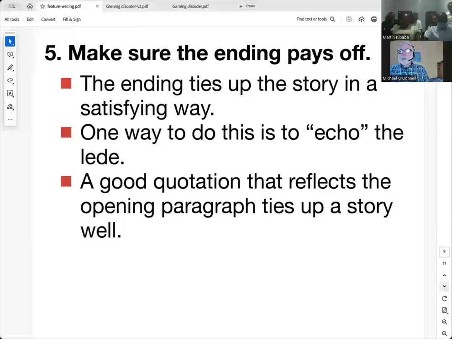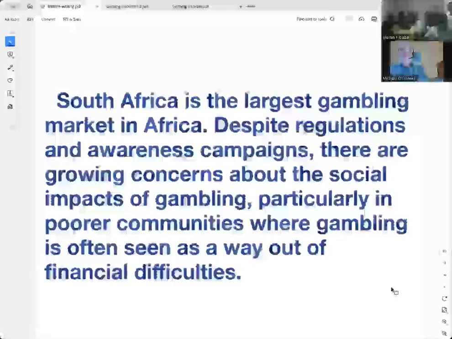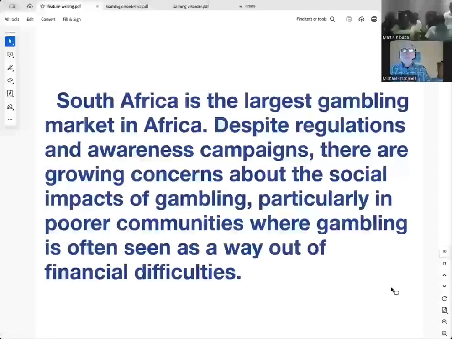Okay. So here's the last paragraph of the story before I edited it. South Africa is the largest gambling market in Africa, despite regulations, yada, yada, yada. And it just sort of says, this is so unimportant that it's at the end. If you made it to the end, then here you go. There's nothing really here for you. It's sort of that approach to it.